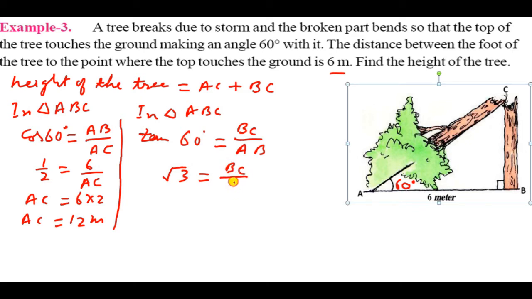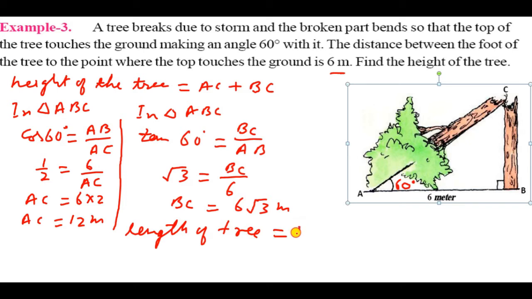Now the length of the tree. What is the length of the tree? Length of the tree is AC plus BC. Now add them. AC is 12, and BC is 6 root 3. So 6 is common, it is 6 times (2 plus root 3), and that is your answer. You can do this question very well.